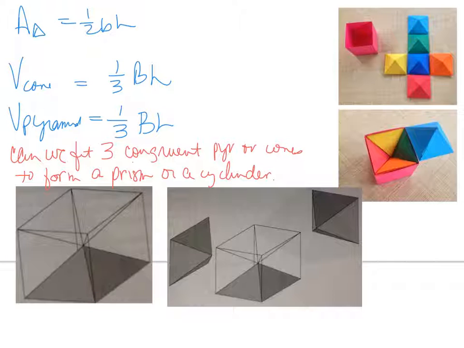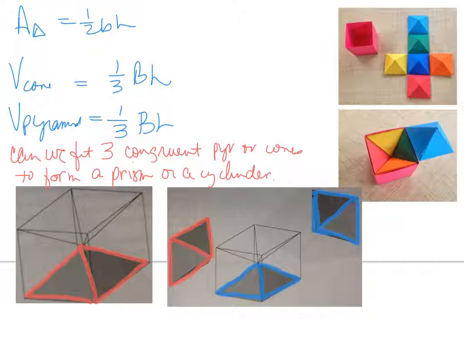So here, let's do this. I have 1 square pyramid, and it's fitting in the bottom of a prism. Now I've got 2 more square pyramids, and I'm trying to fit them into a square prism so that it fills it up. I can't do it. It just doesn't work. I can't fit 3 congruent pyramids or cones together to form a prism or a cylinder, and that's okay.